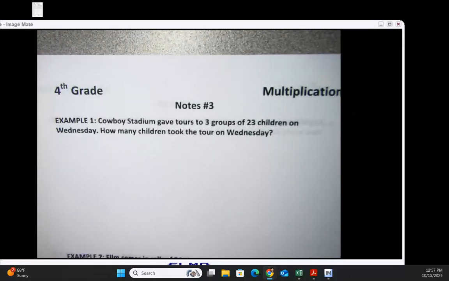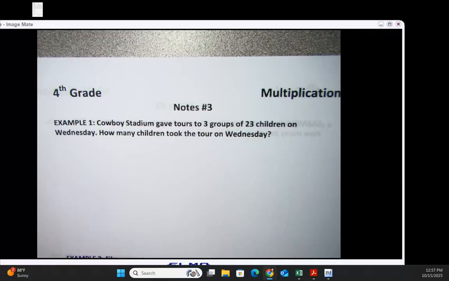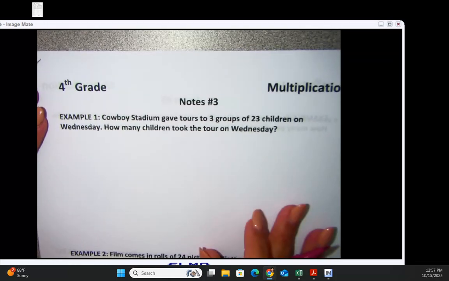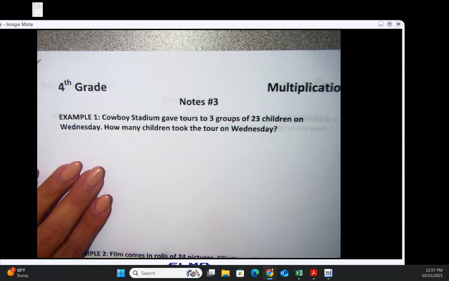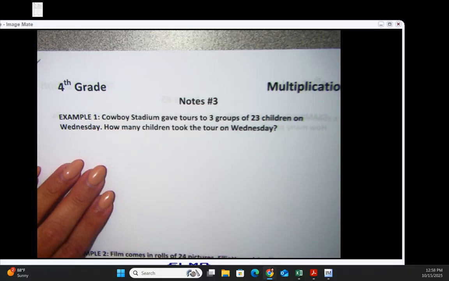Number 1. Who can read number 1? Okay, go. Okay, so we're gonna walk through this one together, and then I'm gonna start spot checking you. Okay, what is important information that I need to know starting from the beginning?